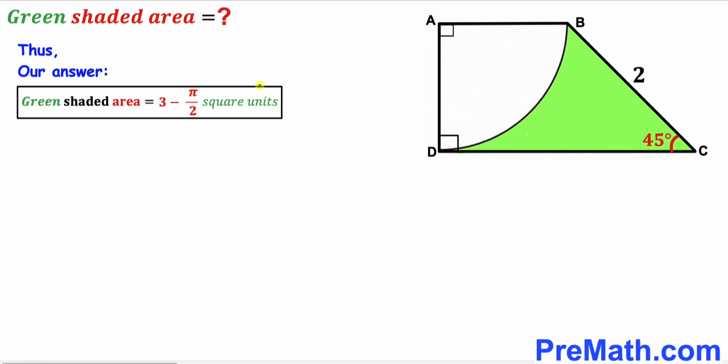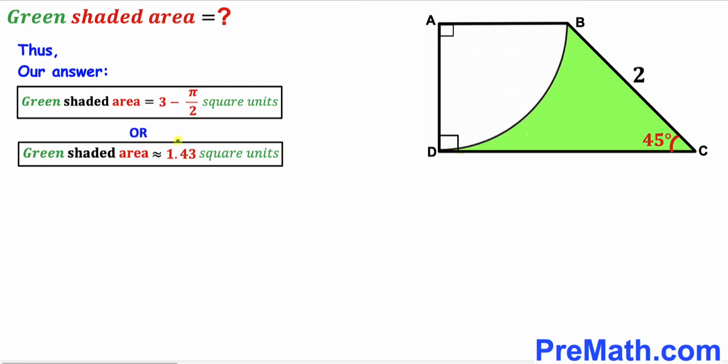So thus after all the calculations and manipulations, the area of this green shaded region turns out to be 3 minus pi divided by 2 square units. And that's going to be approximately equal to 1.43 square units as well. And that's our final answer.